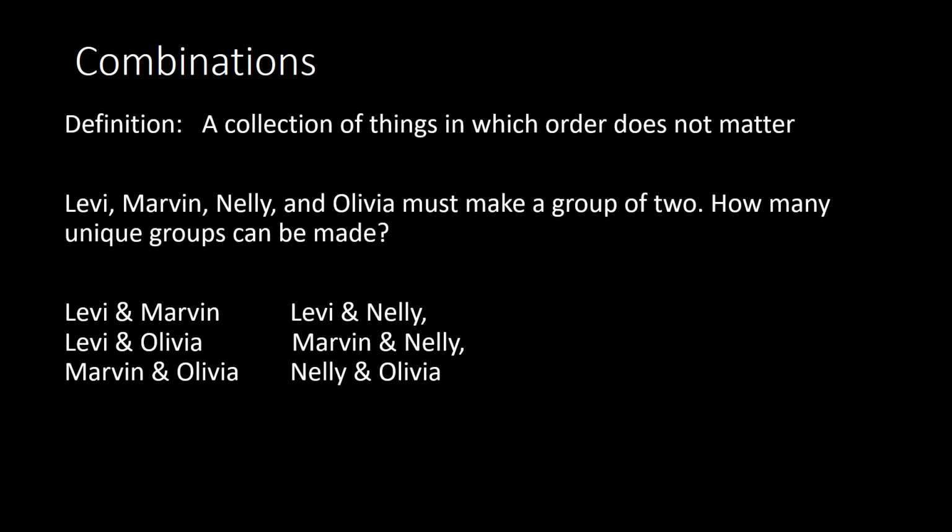So yes, we could list all of the possibilities out like we just did. But the objective is to get to the point where I don't need to list them out, but I can use mathematics to get my solution. So here what I do is I think, okay, I have 2 people I'm choosing. 1, 2. And for the first person, I have 4 people to choose from: Levi, Marvin, Nellie, or Olivia. So I have 4 people I can choose first. And then, with that same person, I now have 3 options to pair up with that person. So what I have is 4 times 3, or 12 possibilities.